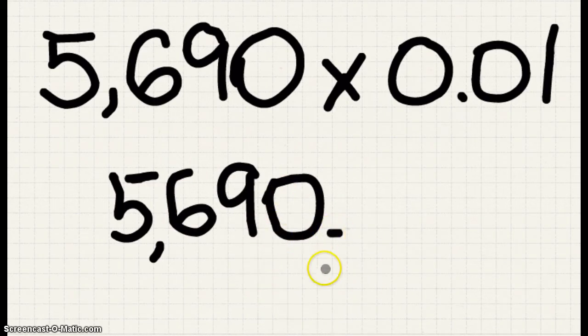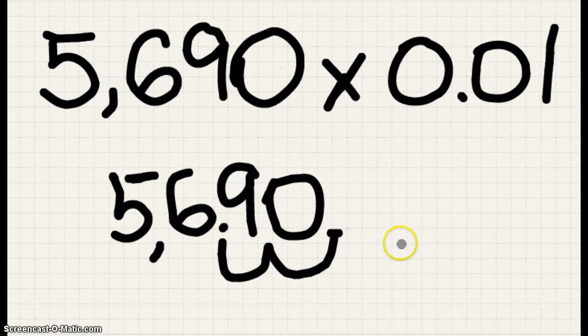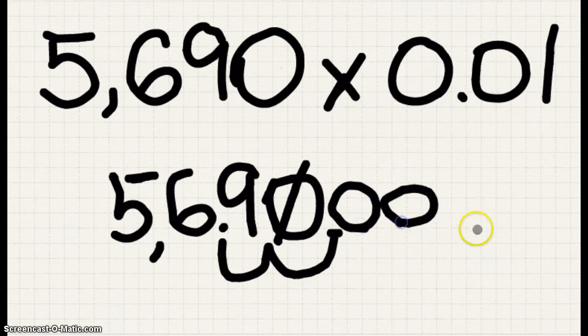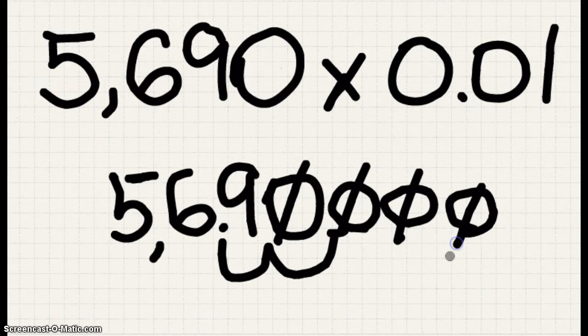Okay, 5,690, and we're multiplying that by 0.01 or hundredths. What actually happens is we move the decimal point how many places to the left? Two, right? 1, 2. So the answer would be 56.9 or 56 and 9/10. We don't really need to worry about that 0, because in reality there's actually a bunch of zeros here, but we just don't worry about it. So again, the answer would be 56 and 9/10.